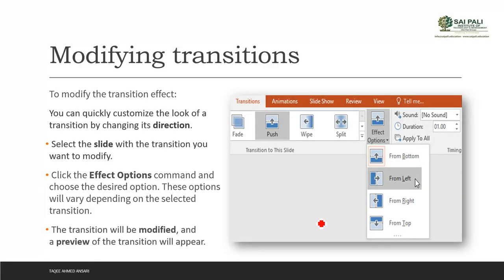We can modify the transitions also. For modifying it, depending on the slide you select and the transition we select, this effect options menu changes according to the transition effect we select. So you can select from here how it is going to be. You can modify it, like whether it is coming from the bottom, left, right, or top. You can change it according to your requirement, but these options will change according to the effect we have selected.